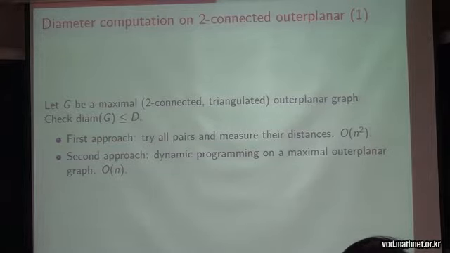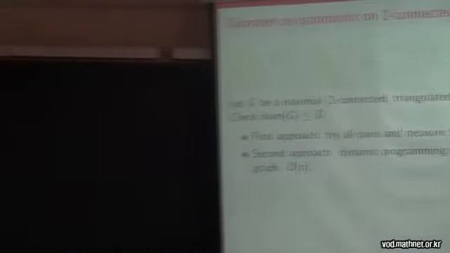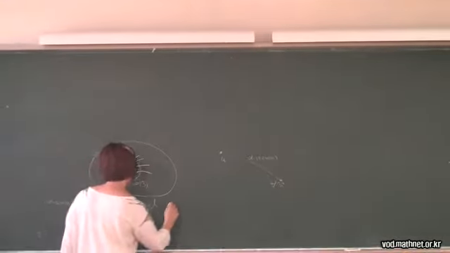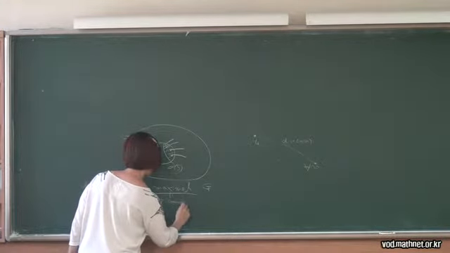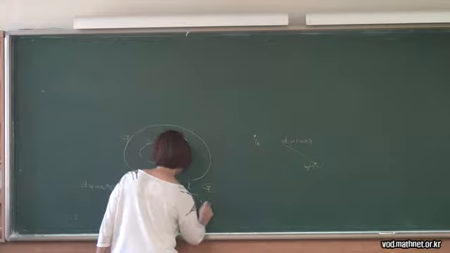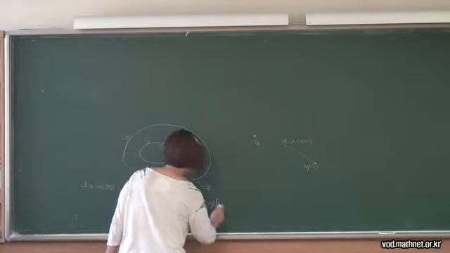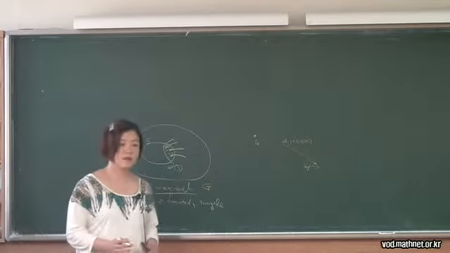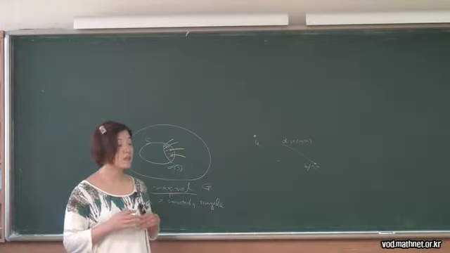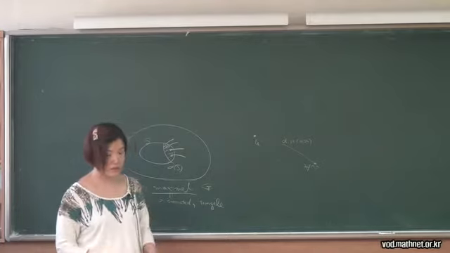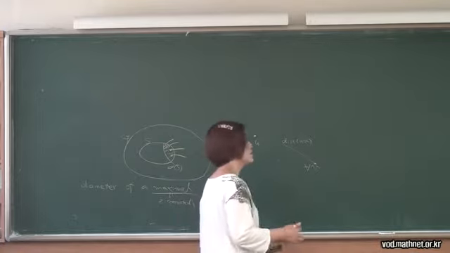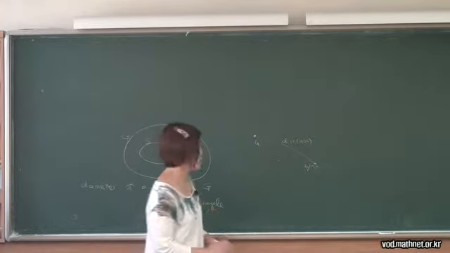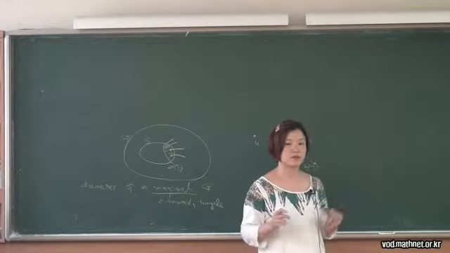So given a graph, the diameter of a maximal outerplanar graph G. Maximal means two-connected and triangulated. When a graph is maximal, it has many nice properties. Especially it has a fixed embedding, and because it's outerplanar, it has treewidth at most 2. It has a fixed embedding and a specific structure which looks like a tree.